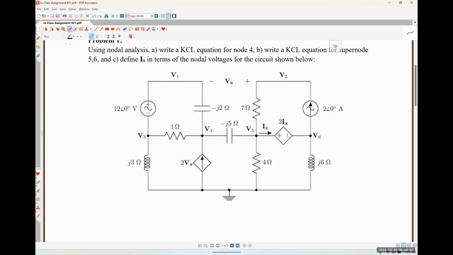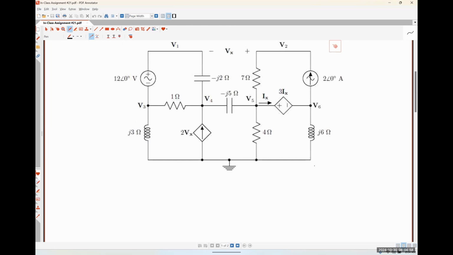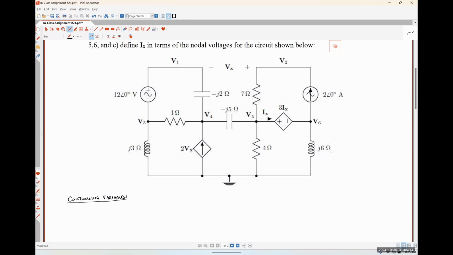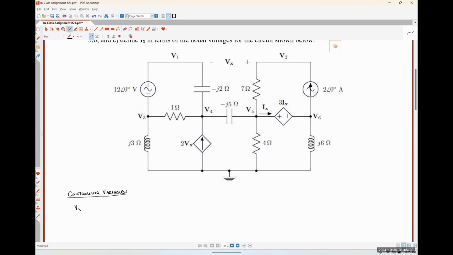And so now we're going to start on our controlling variable relationships, right? So let's just put those here. We have two different controlling variables. We have this current Ix, and we have this voltage Vx up here, and each of those control a dependent source. So let's start with our equation for Vx.